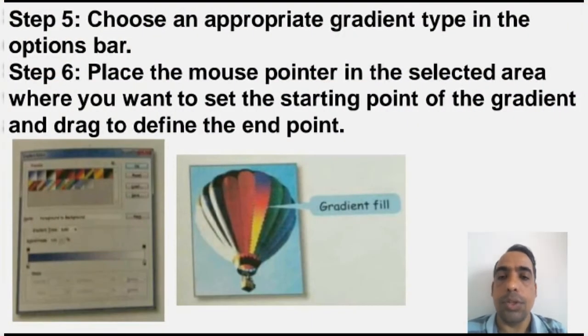Step 5. Choose an appropriate gradient type in the options bar. Step 6. Place the mouse pointer in the selected area where you want to set the starting point of the gradient and drag to define the end point. Now you can see the example of gradient tool.